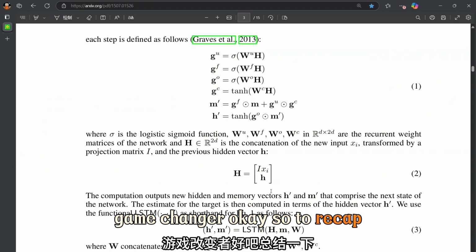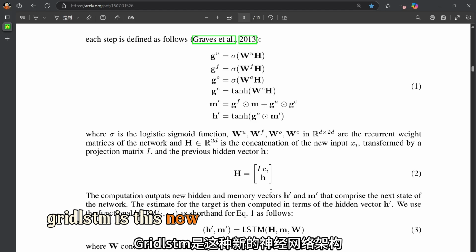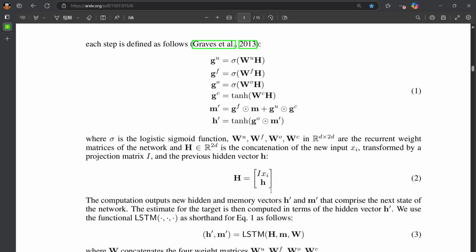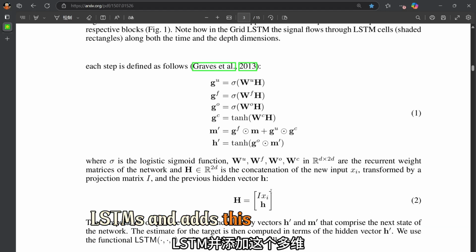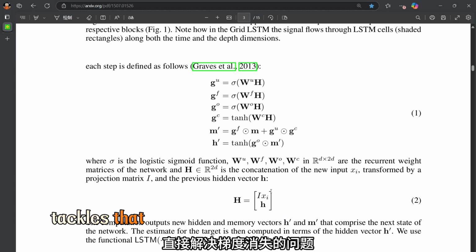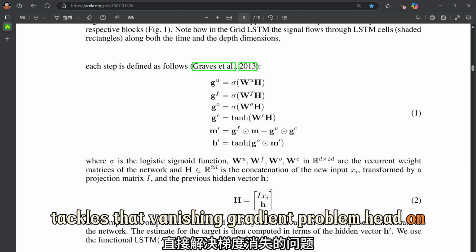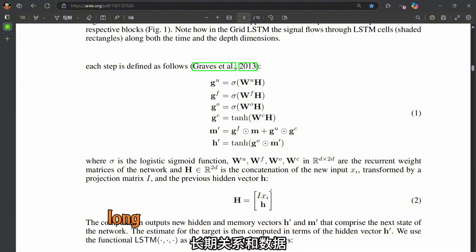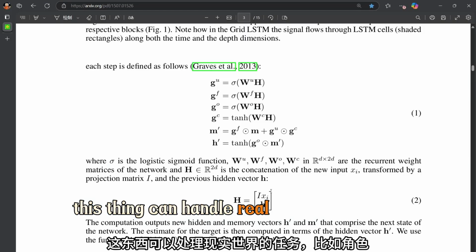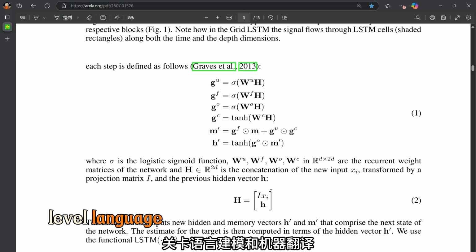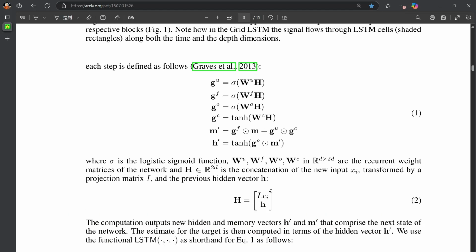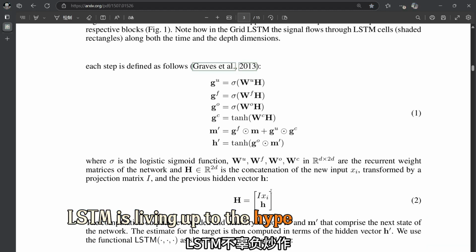Okay, so to recap, Grid LSTM is this new neural network architecture. It takes traditional LSTMs and adds this multidimensional grid structure. It tackles that vanishing gradient problem head-on, letting it learn those complex, long-range relationships in data. And it's not just theoretical. This thing can handle real-world tasks like character-level language modeling and machine translation, and it's getting some impressive results. It seems like Grid LSTM is living up to the hype and then some.